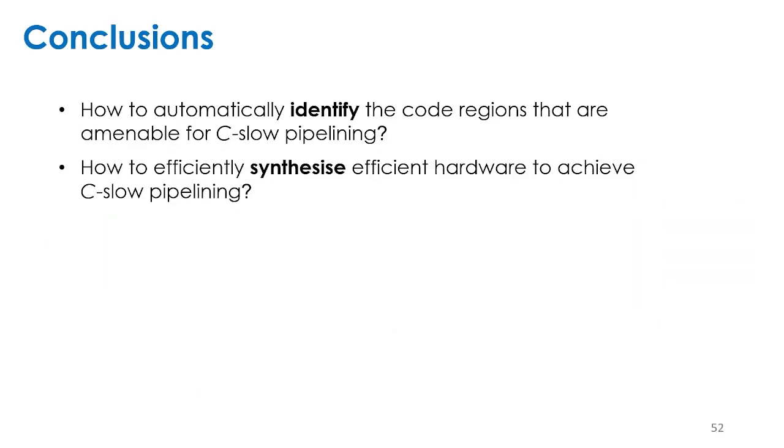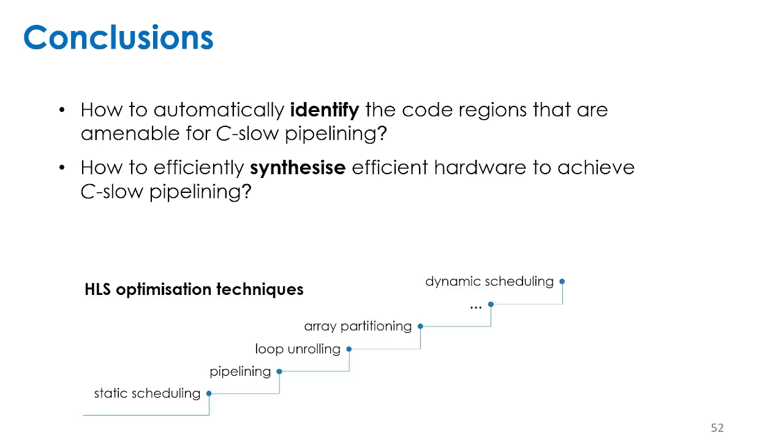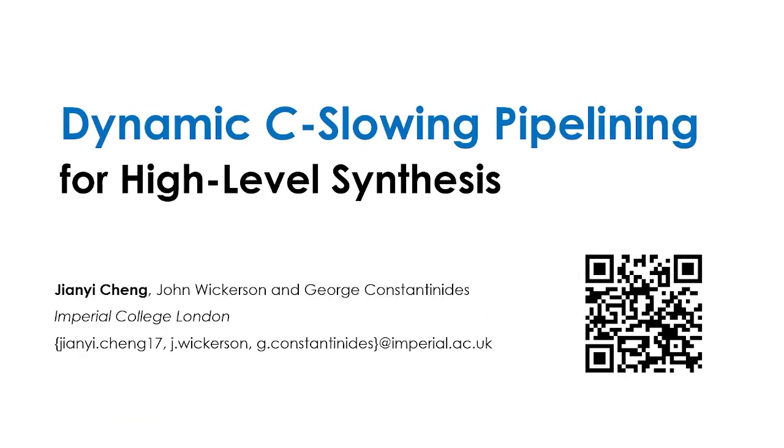In conclusion, we propose an approach to bring C-slow pipelining to the HLS world. It checks the absence of dependence between consecutive outer loop iterations and parallelizes them if they are independent. The HLS tools today have various techniques to optimize the hardware performance. We hope our work can further push the limits of HLS tools, closing the performance gap between HLS designs and manually optimized designs. Thank you.